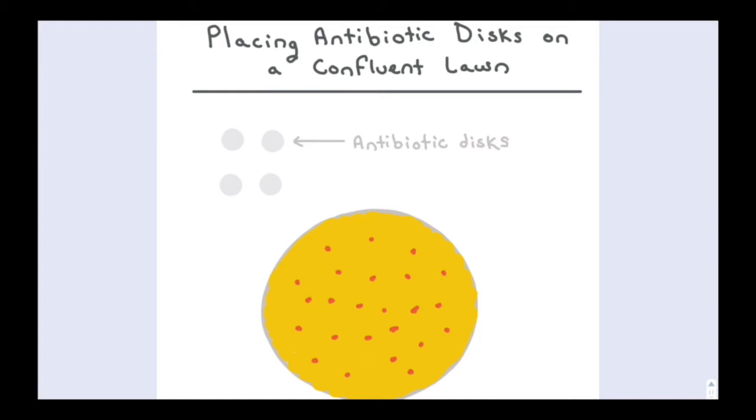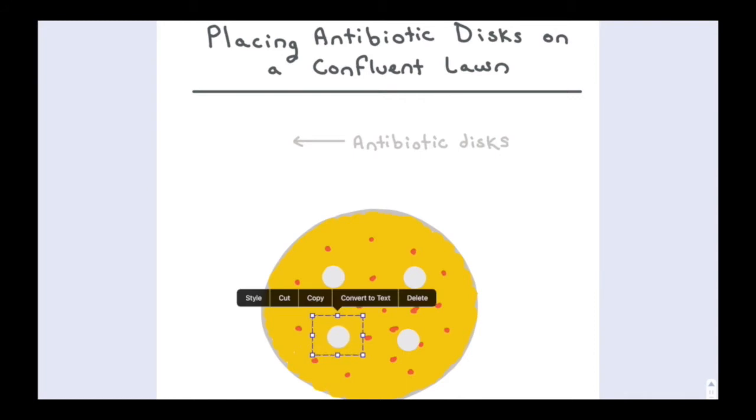So we want to place the antibiotic discs onto the plate before we incubate them and see whether they'll inhibit the microbes around them from growing. Now we want to put 4 antibiotic discs evenly spaced onto the plate. So that is conceptually what we're going to do.